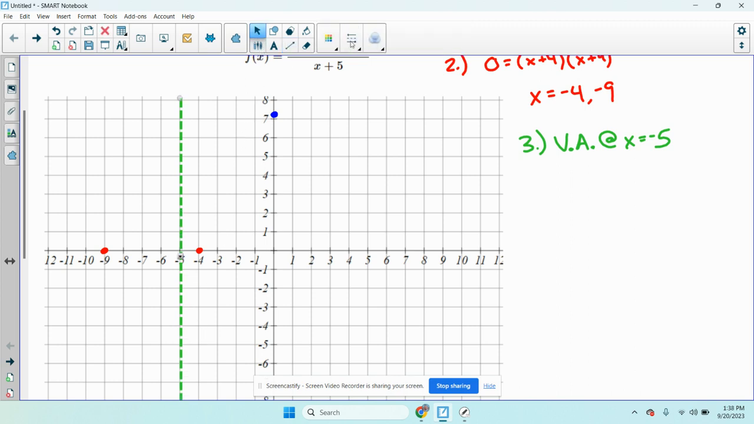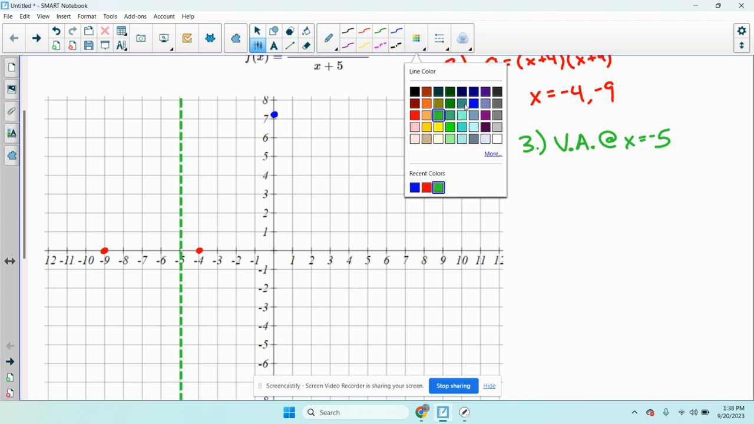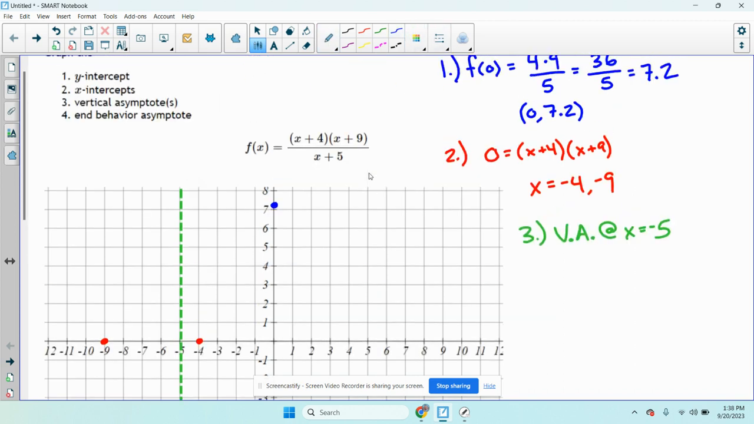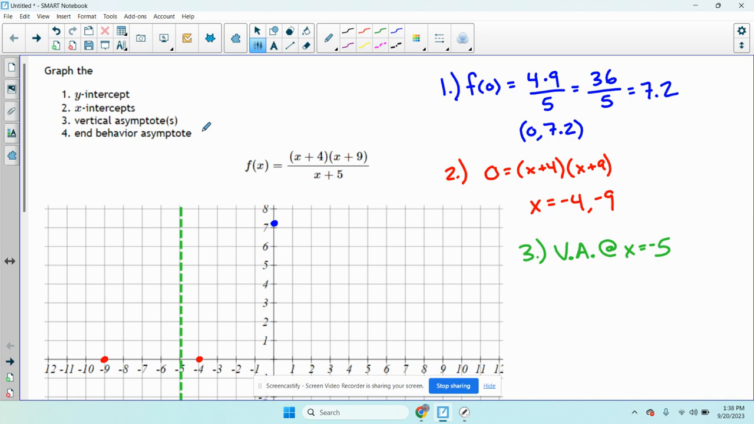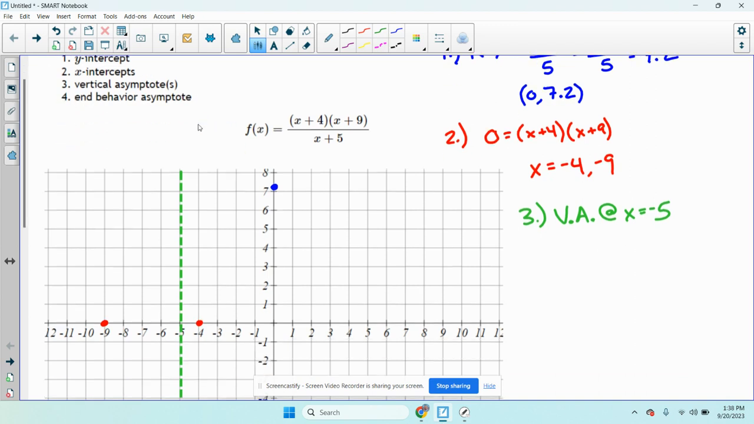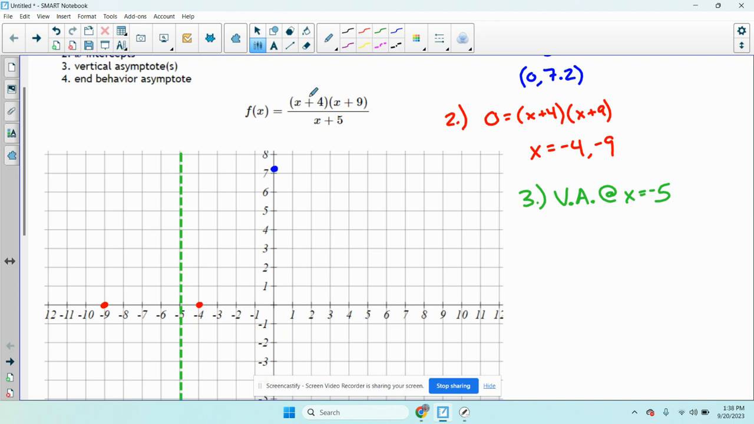And the last one is going to be the end behavior asymptote, but we will call it the oblique asymptote or the slant asymptote. So basically, to find that, you have to divide the numerator by the polynomial on the denominator. And the answer we get besides the remainder is going to be the equation of the slant asymptote.